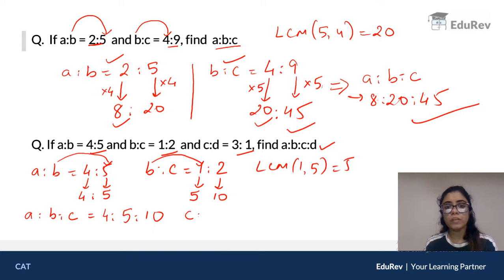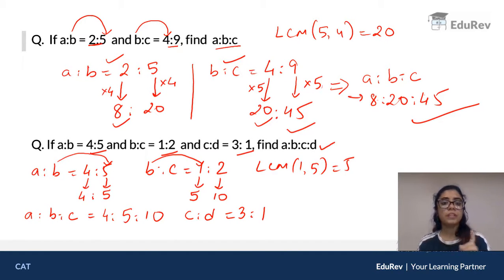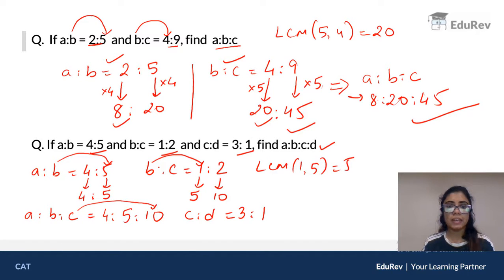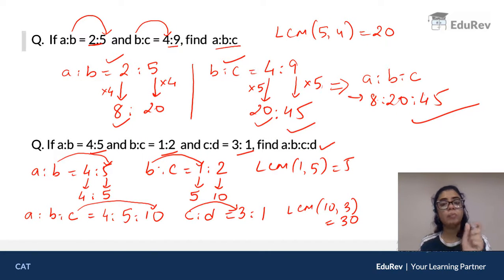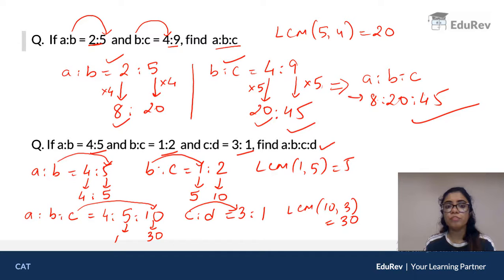Now we know C is to D is 3 is to 1. Now what is the common term? The common term is C. Okay? Here C represents 10. Here C represents 3. So we will take the LCM of 10 and 3. The LCM of 10 and 3 is 30. Okay? So you have to make the C term as 30. So if this becomes 30, this will become 15. 10 3s are 30, 5 3s are 15.